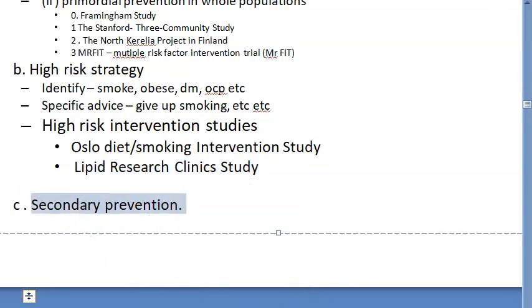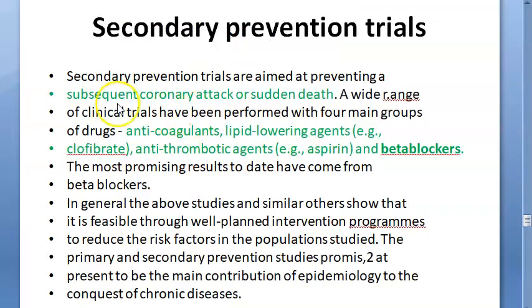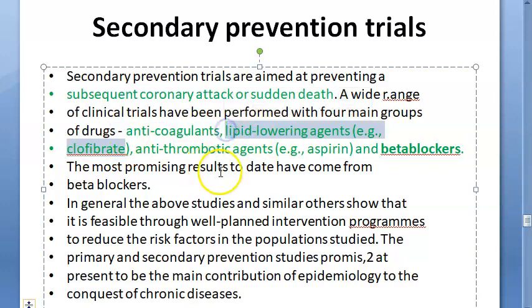Secondary prevention, we told you, you have to make sure they'll not go into a second coronary heart attack, and sudden death should not happen. So you'll give them what and all? Beta blockers, blood thinners like aspirin, etc. Lipid lowering agents like clofibrate. Clofibrate will do what? It will lower the lipid levels. Very good. This is all secondary prevention.